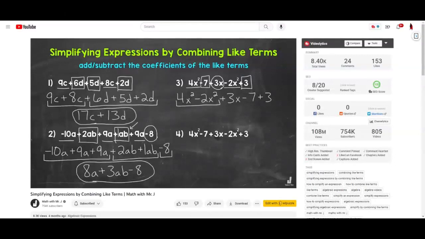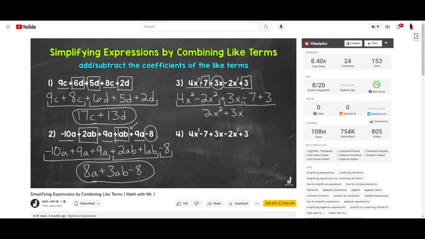Let's subtract the coefficients. We have 4 minus 2, which gives us 2. Or if you thought about it as 4 combined with -2, that gives us 2 as well. So this is 2x squared. Then we have plus 3x.